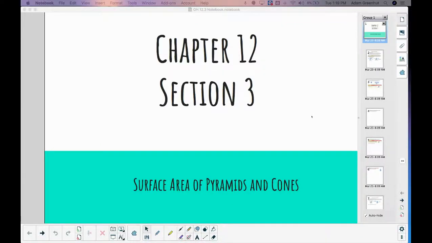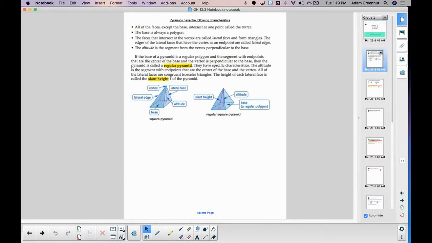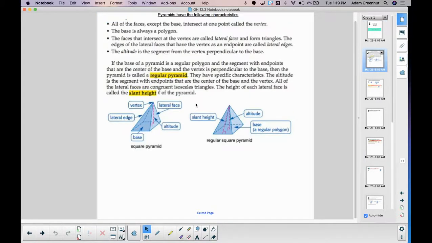All right, it's 12.3, surface area of pyramids and cones. Let's do it. So, first thing we've got to talk about is what's a pyramid.